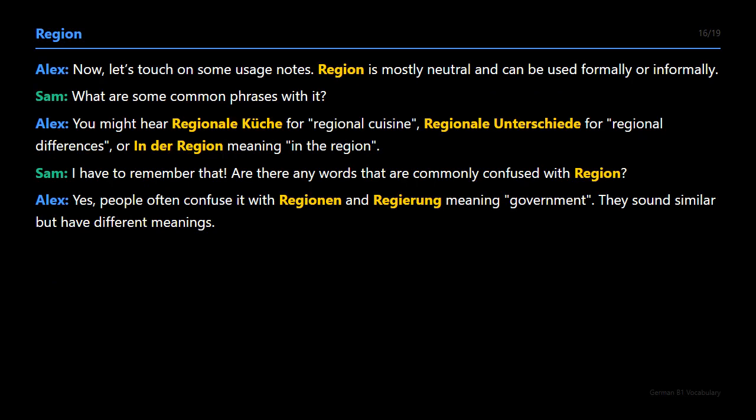Now, let's touch on some usage notes. Region is mostly neutral and can be used formally or informally. What are some common phrases with it? You might hear regionale Küche for regional cuisine, regionale Unterschiede for regional differences, or in der Region, meaning in the region. I have to remember that.